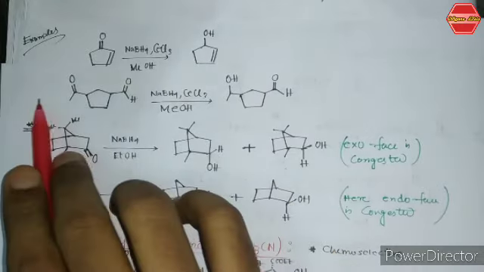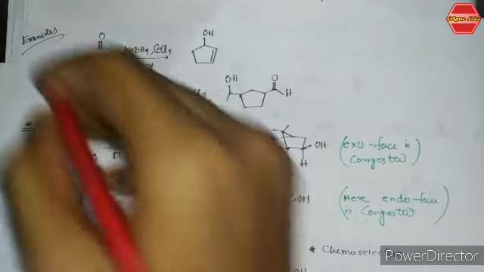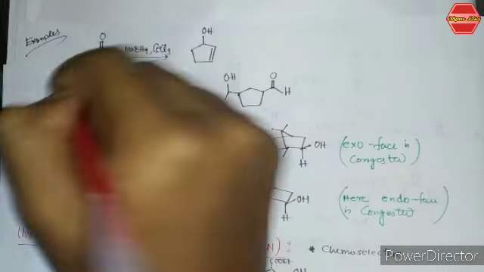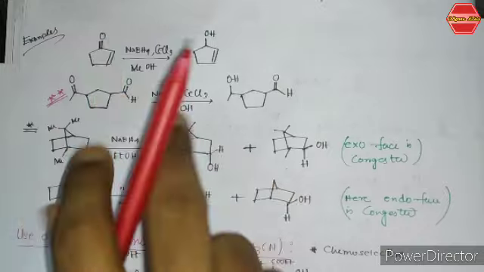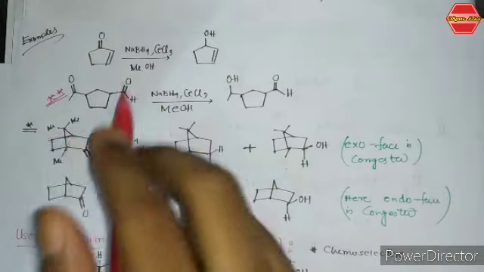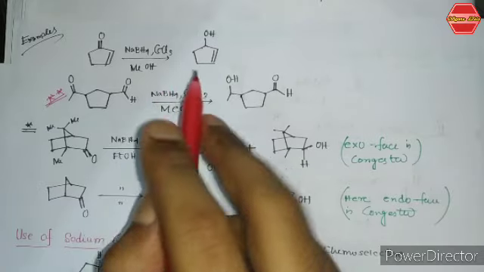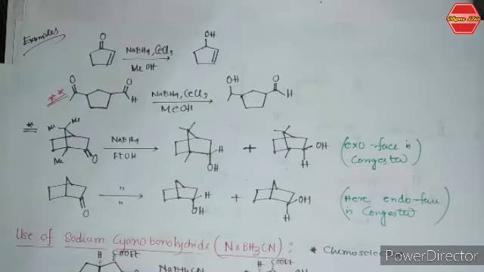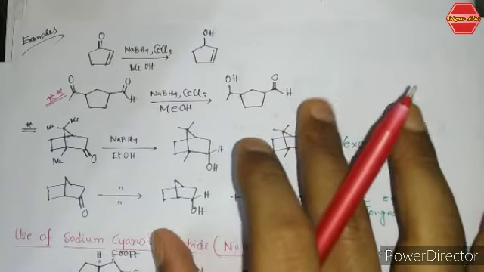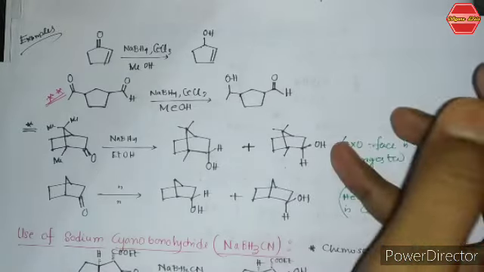Now see, this is a much more important one for your exams, and you can star mark it. If a compound contains both a ketone and an aldehyde, this system, that is Luche reduction, selectively reduces the ketone part, not the aldehyde part. Now see that the ketone is only reduced but the aldehyde remains intact.